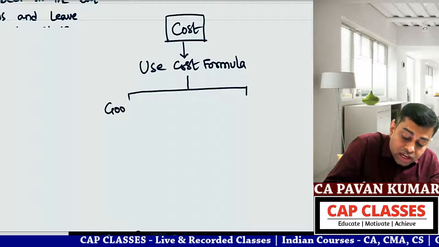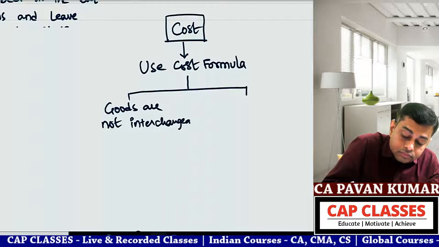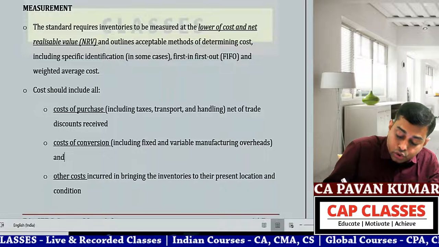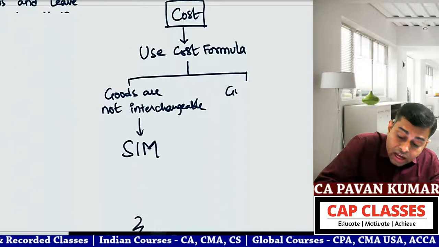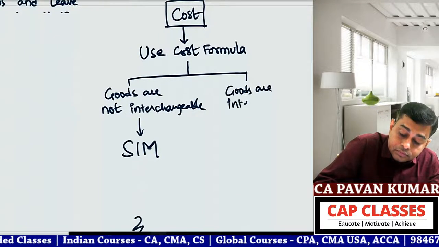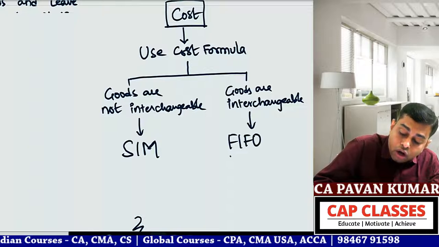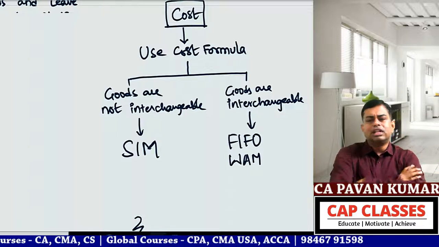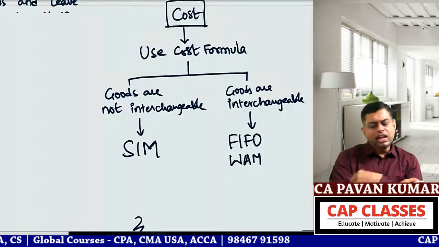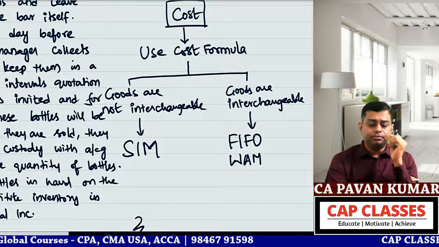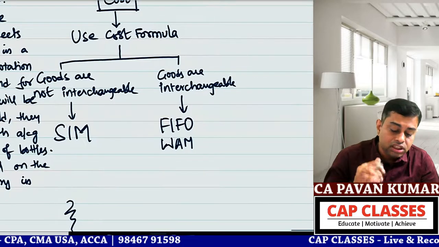Normally, if goods are not interchangeable, use SIM. What is SIM? Specific identification method. If goods are interchangeable, then you can follow either FIFO or the weighted average method. There are so many other methods also, but they are not relevant practically. If you read theory, there are many others, for example the standard cost method and the retail method. Normally we don't use them.